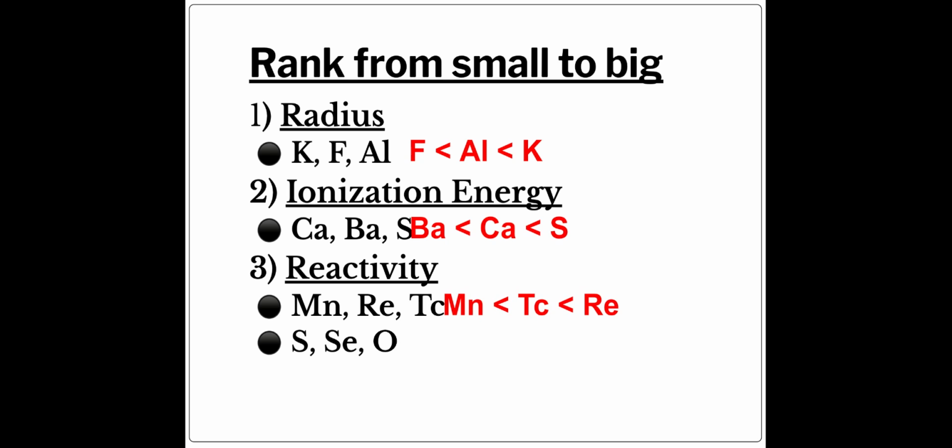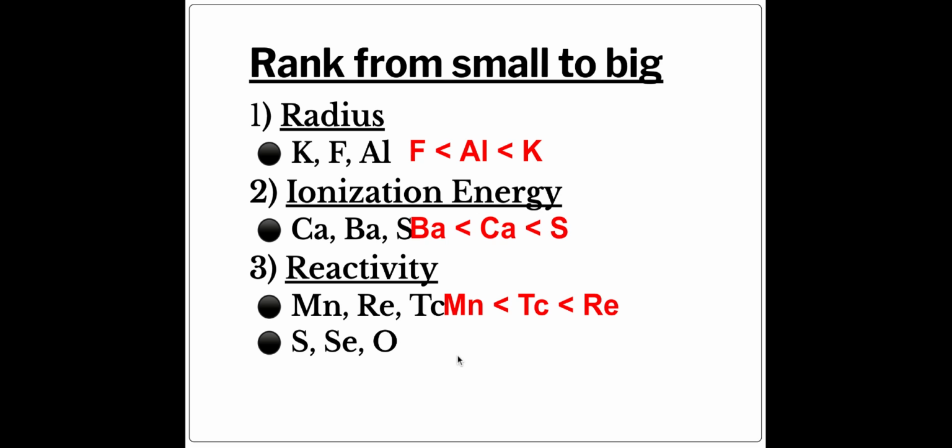So manganese, Re, and Tc, those are metals. So there we want to look at the reactivity of metals. They should follow that pattern. So if we're looking at manganese, Tc, and Re, we're looking in that group there. And we said that as you go down a group, the reactivity increases. So the smallest is going to be the first one in the group, which is manganese, followed by Tc, and then Re.